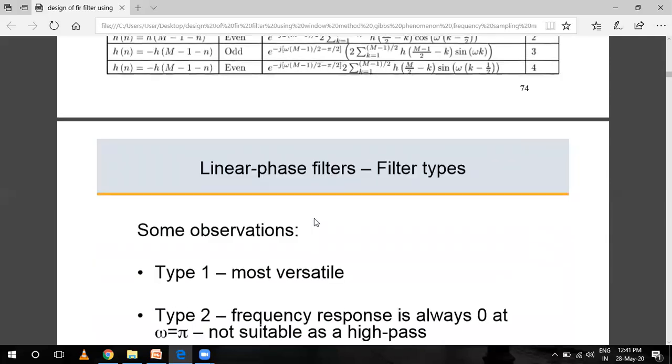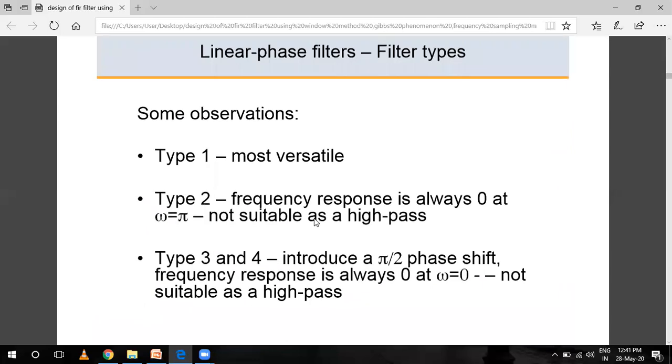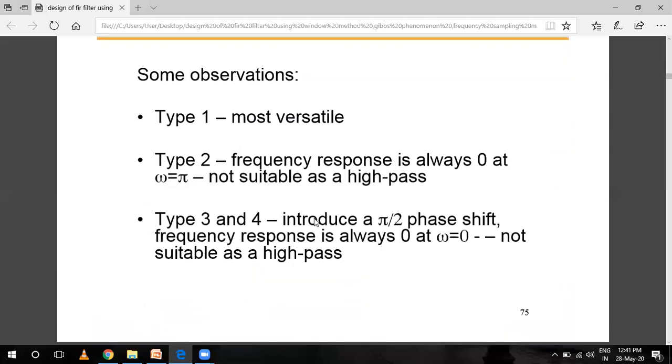Linear phase filter types: type 1 is the most versatile. For type 2, the frequency response is always 0 at ω equals π, so it is not suitable as a high pass. Types 3 and 4 introduce a π by 2 phase shift, and the frequency response is always 0 at ω equals 0, so they are not suitable for the high pass.